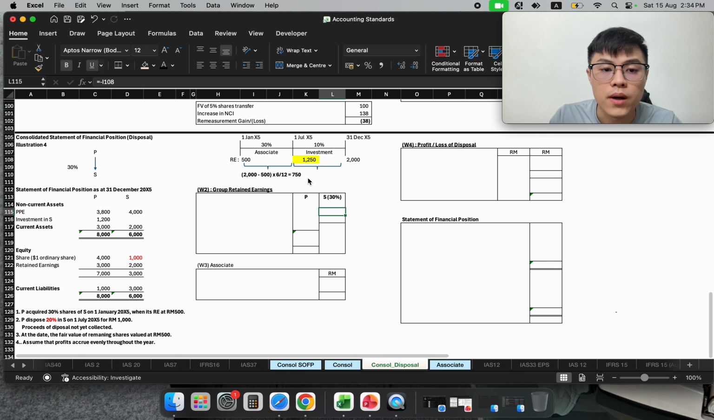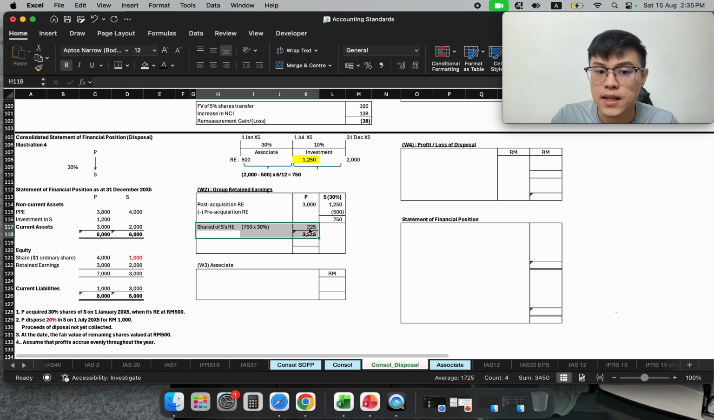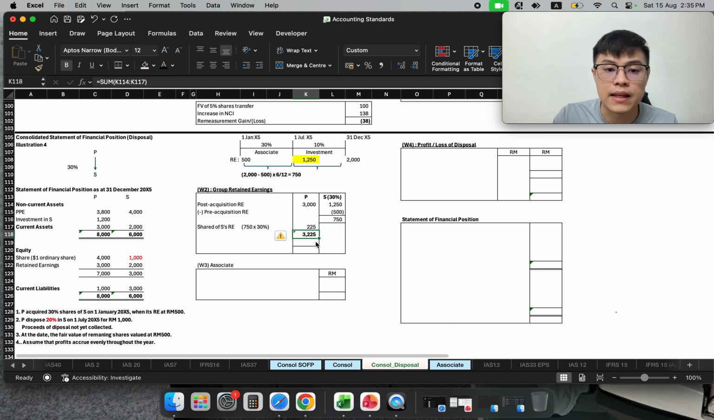So we will start with our group retained earnings. For P and S, our pre-acquisition retained earnings, and minus our post-acquisition retained earnings, this amount and this amount. And we will minus our pre-acquisition retained earnings. You will get the share of retained earnings for this associate, and we will share their 30%. So we will get 3225. Bear in mind, associate means you are not consolidating, so you don't have any NCI in here.